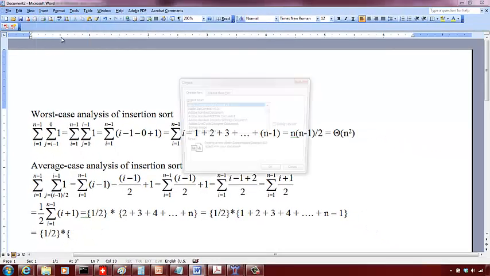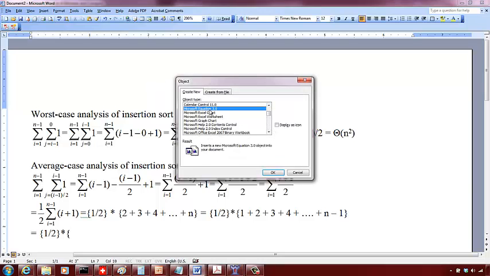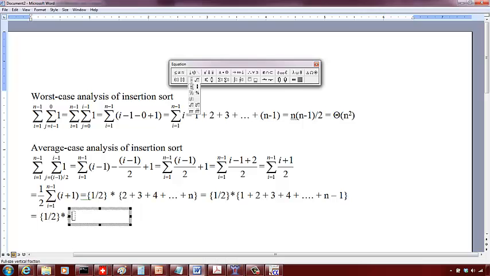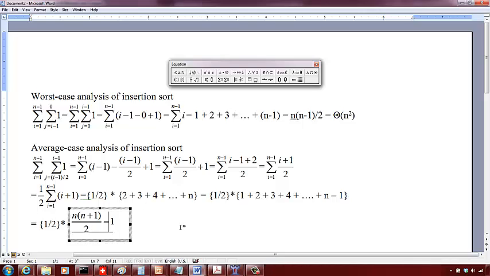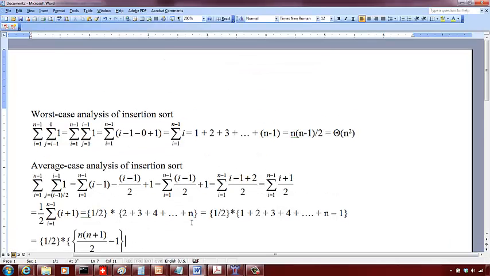Introduce it if we want. Alright, so this is going to be something like n times n plus 1 minus 1. So the whole thing goes inside. Right. So basically you could stop over here and say this is theta of n square.